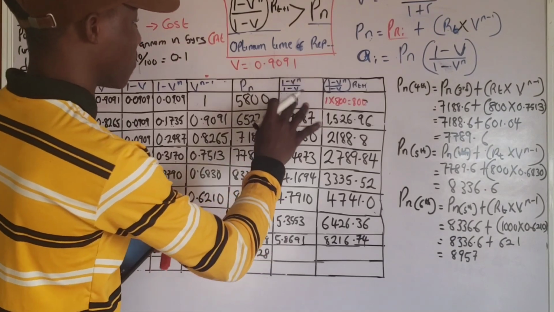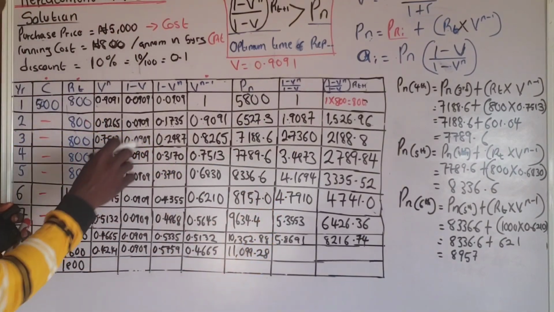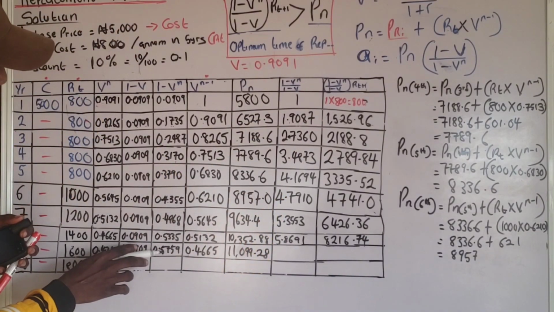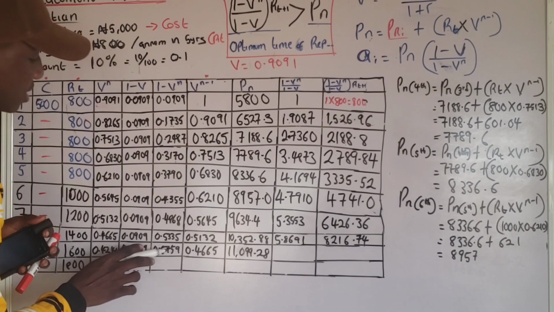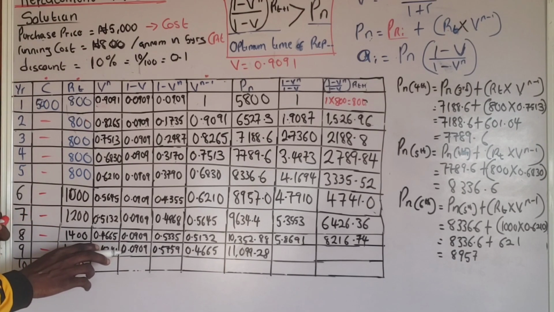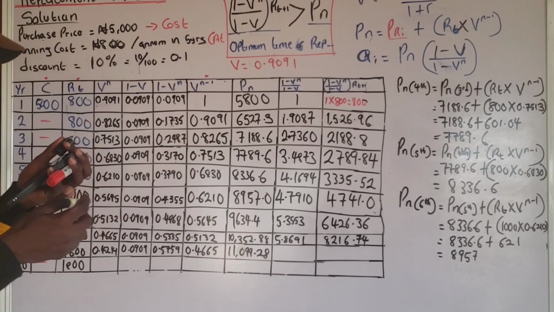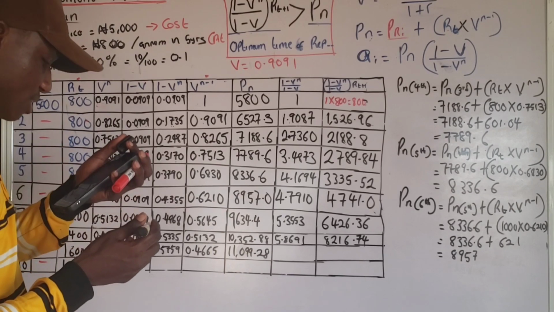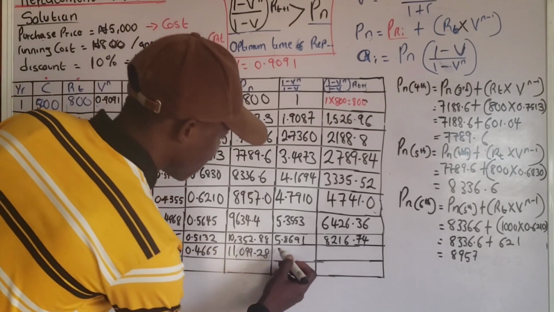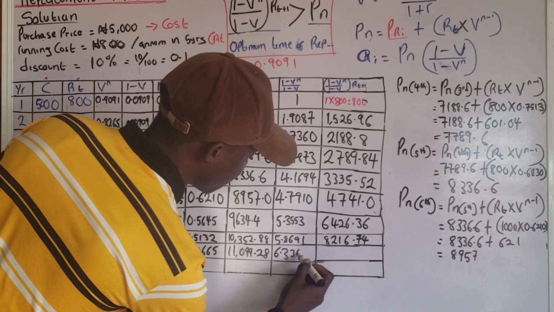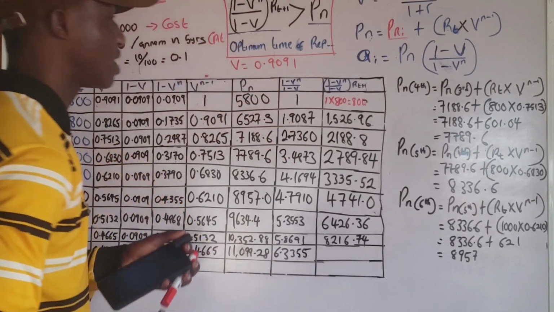So for this, 1 minus v raised to the power of n all over 1 minus v. That will be 1 minus v raised to the power of n for year 9, which is 0.5759, divided by 0.0909, that is 6.3355. Okay, so let's get the value of this.